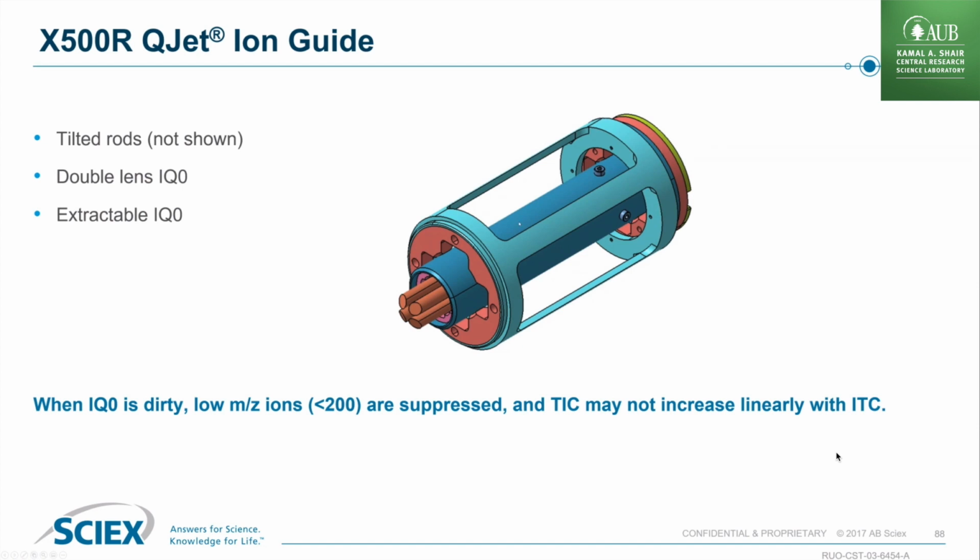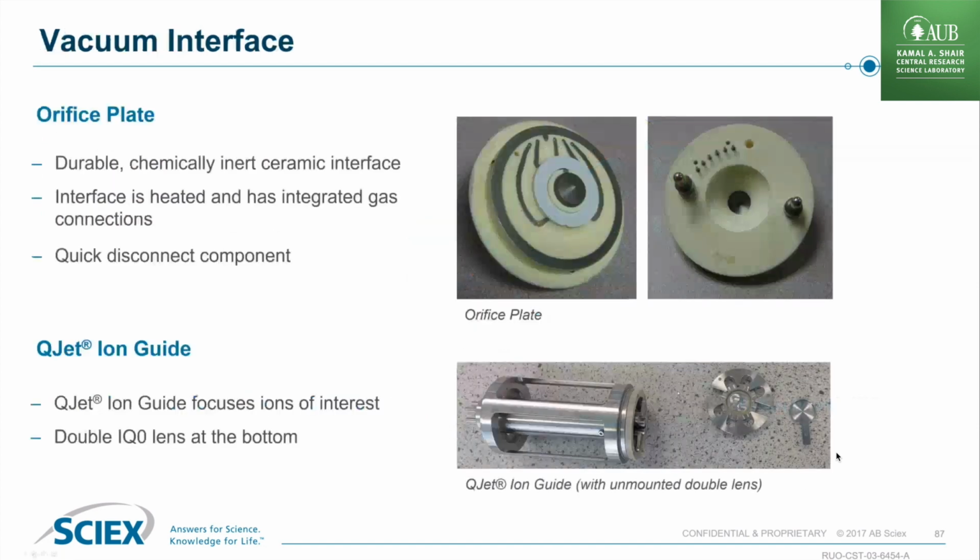This whole thing slides out of the instrument, and you can take it apart, just like in this picture, and you can sonicate it, again, in very clean solvent. Probably you want to use LCMS grade solvent for this as well, and clean it and put it back together, and then you'll be able to gain your sensitivity back.